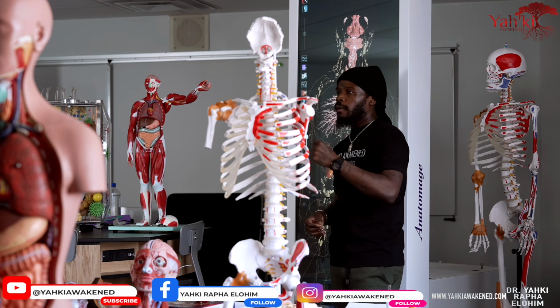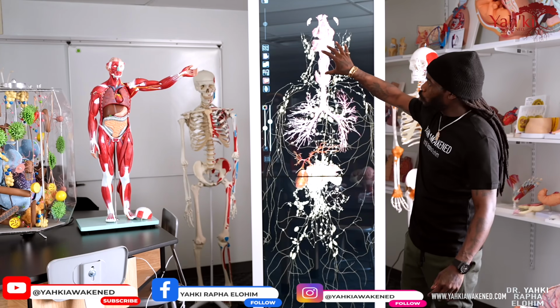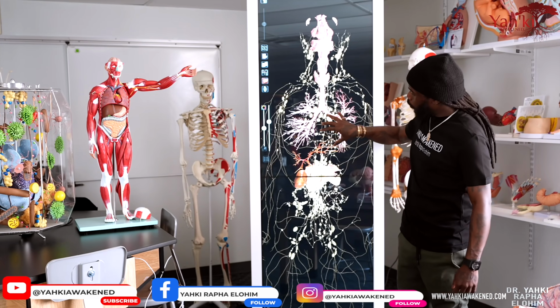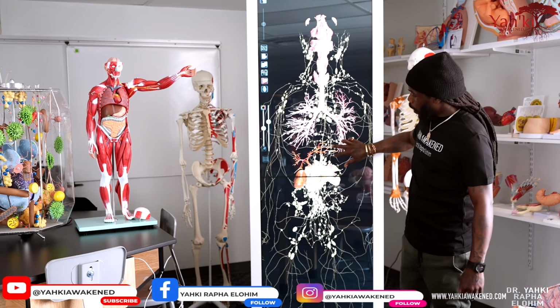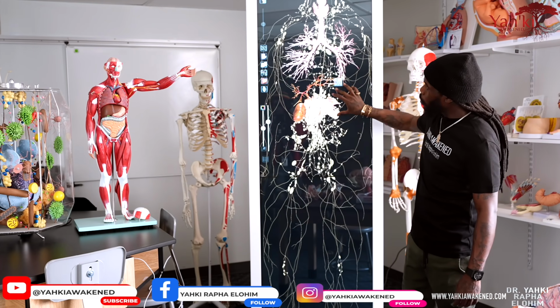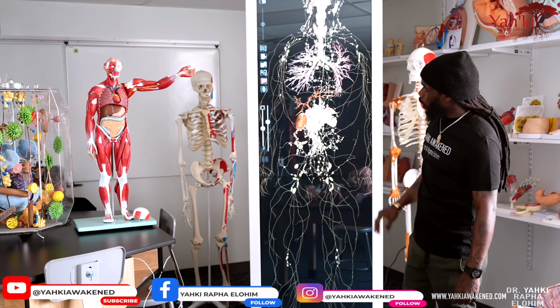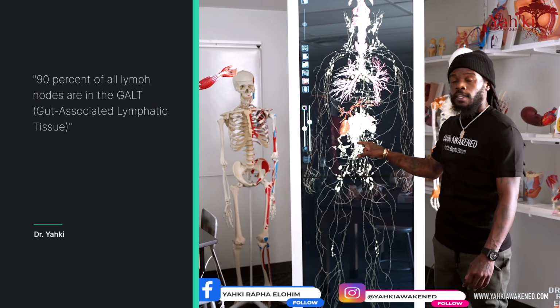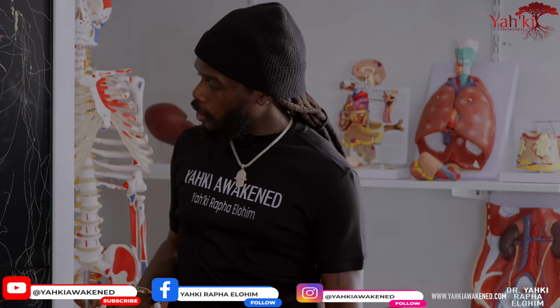And I'm going to take you to the sauna, but the sauna is amazing because you can get in there and you can sweat. So in order to move the glymphatic system, you have to first move and decongest the lymphatic system. And the way you do that first is you look at where most of the lymph nodes are. As we can see, 95% of all lymph nodes are in the gut, the gut associated lymphatic tissues.